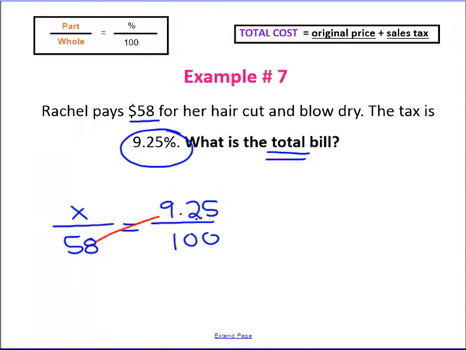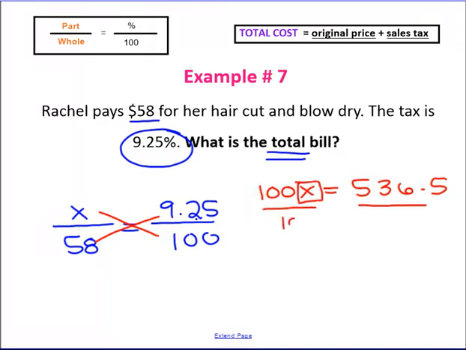I'm going to go ahead and cross multiply. 100 times x is 100x. 58 times 9.25 is going to be 536.5. Box the variable, divide both sides by 100.